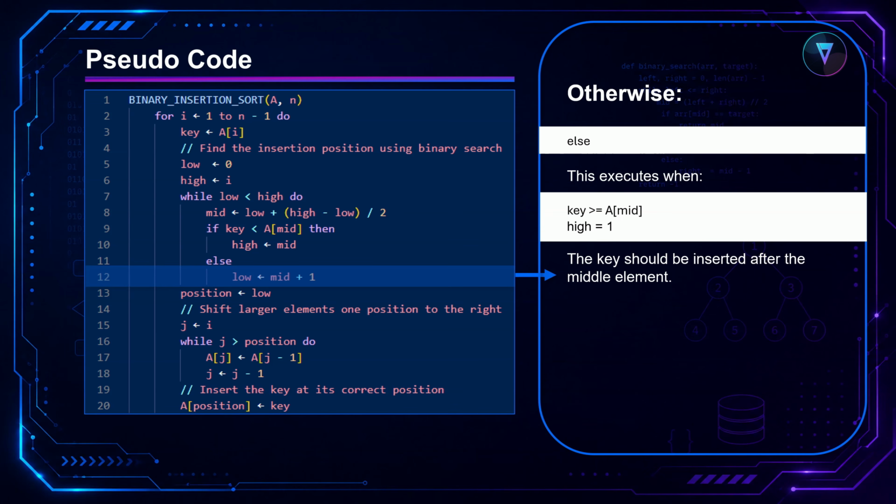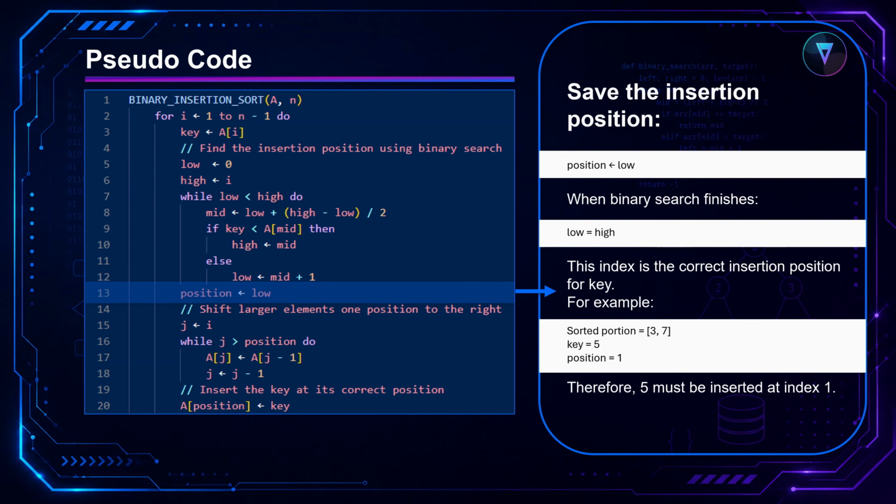What happens if the key is not smaller than the middle element? Then the else section runs. This means the key is either greater than or equal to the middle element. The next instruction is low equals mid plus 1. Why do we add 1? Because the key should be inserted after the middle element. We have already checked mid, so the next possible position is mid plus 1.